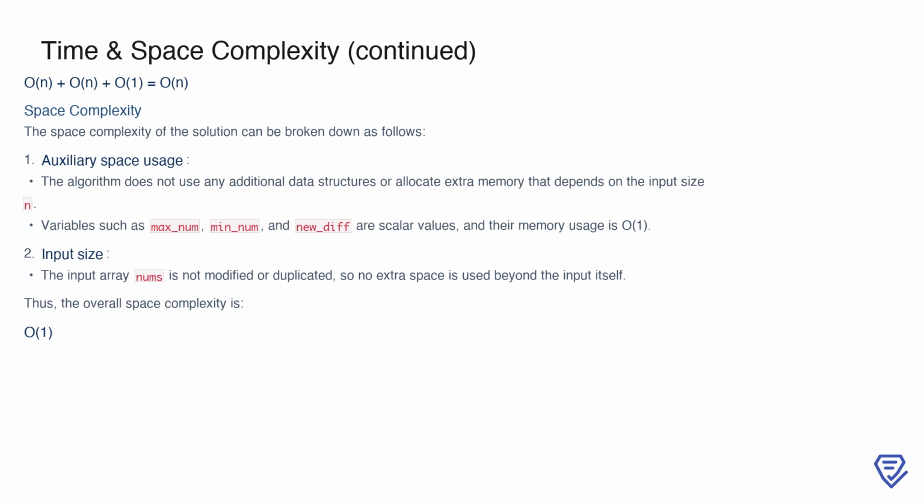Now, for the space complexity, we consider the memory usage of the algorithm. The solution does not rely on any additional data structures that grow with the size of the input. Variables like max_number, min_number, and new_diff are scalar values, meaning they occupy a fixed amount of memory, regardless of the size of the input array. Moreover, the algorithm does not modify or duplicate the input array nums, so no extra space is allocated for the input. Taken together, the space complexity is constant, or O(1), because memory usage remains fixed and independent of the input size. This makes the solution both time efficient and memory efficient.